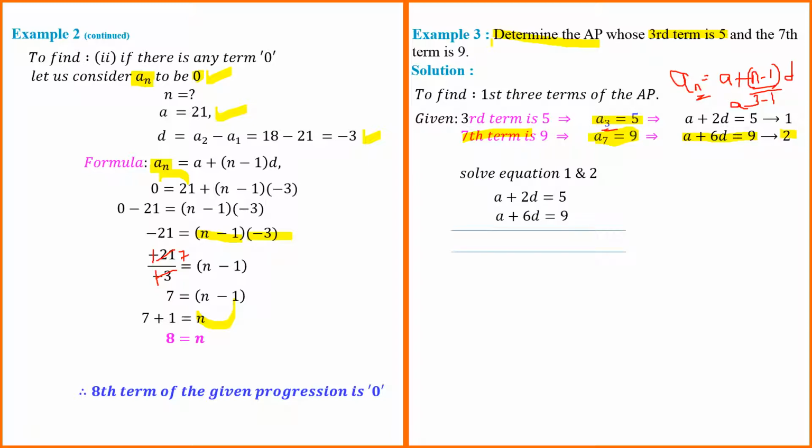Then here I'm going to subtract equation 1 and equation 2. Whenever we subtract, we try to change the sign, cancel this plus, give the minus sign. Here it's already positive, so give the negative sign. A minus A is going to get cancelled. 2D minus 6D is going to be minus 4D, and 5 minus 9 is going to be minus 4.